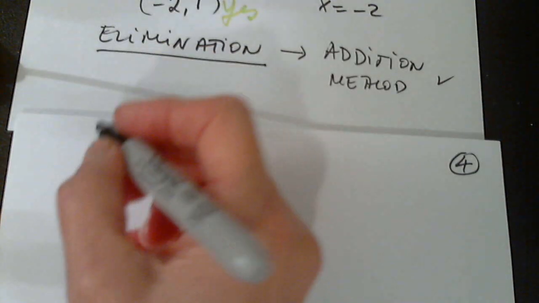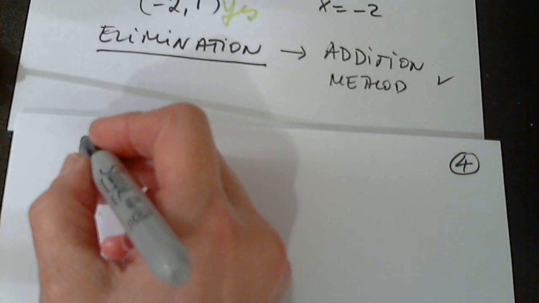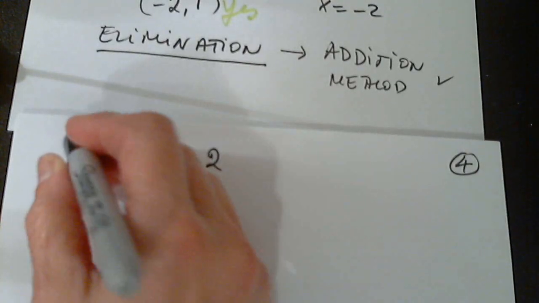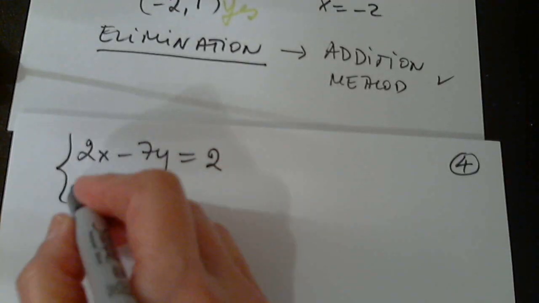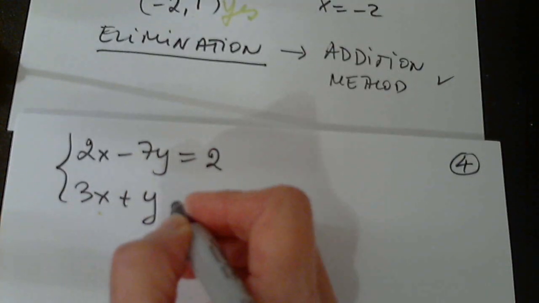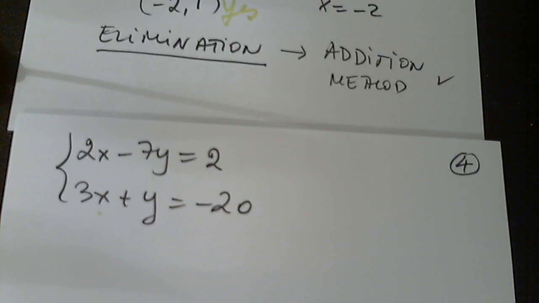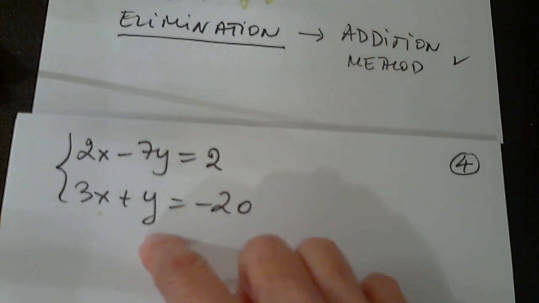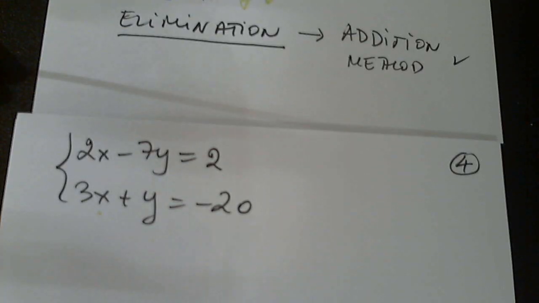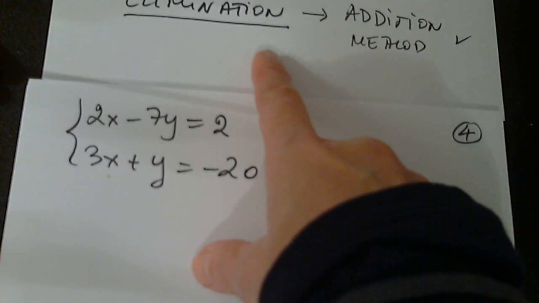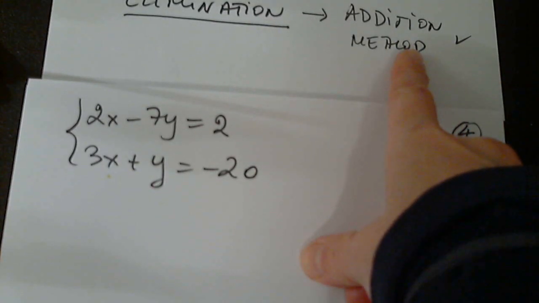Okay, so I'm choosing an example. After we finish this, I'll let you choose any example you want. Let's say 2x minus 7y equals 2, and 3x plus y equals negative 20. I know you will say, solve for y, plug it in, you're done. True, yes, I agree. But now I would like to use the eliminating by adding method.